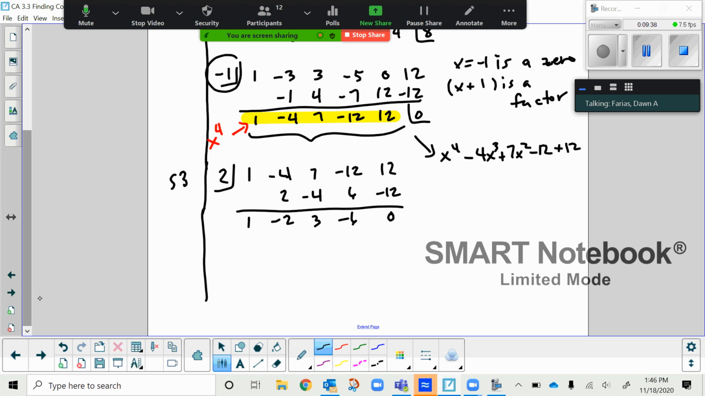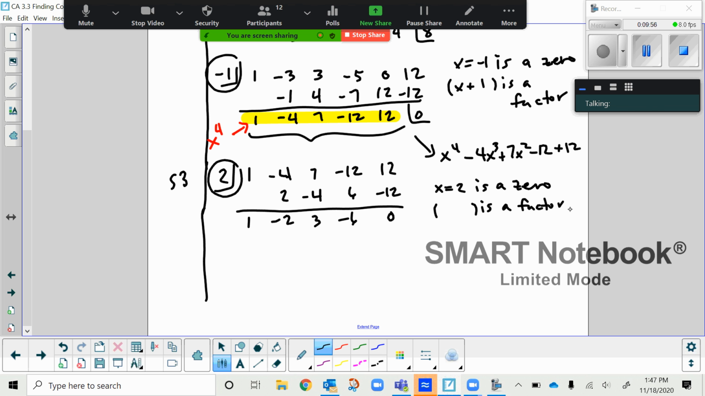All right, so 2 works. Not a surprise. I set you up for success on that one. That means x equals 2 is a 0. And it also means what is a factor? What factor goes with x equals 2? X minus 2. Thank you, Paul. So x minus 2 is a factor.